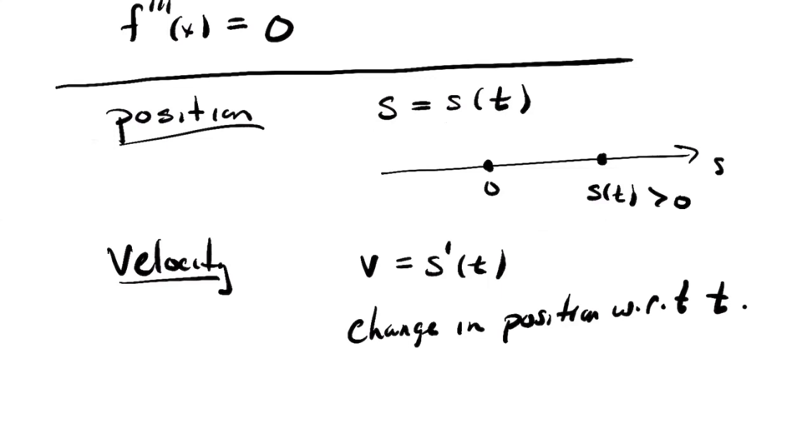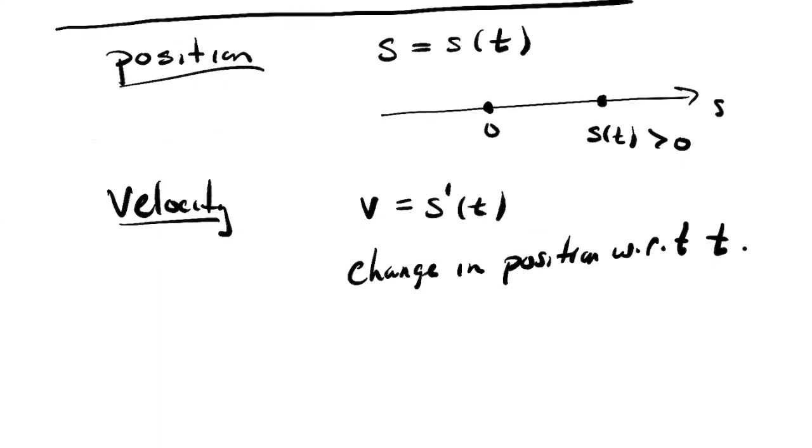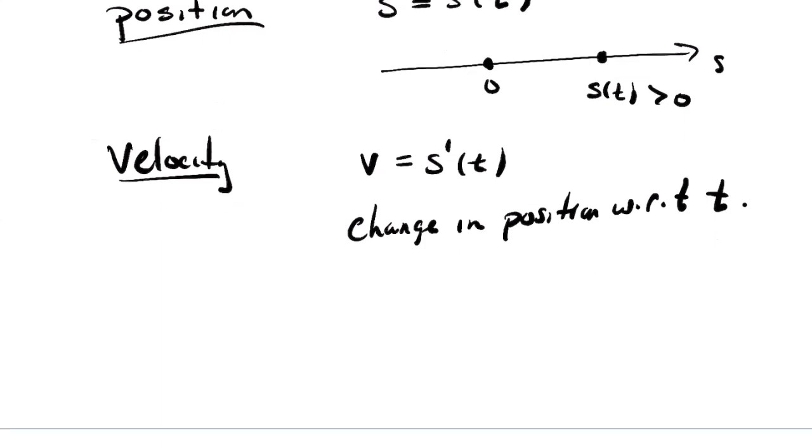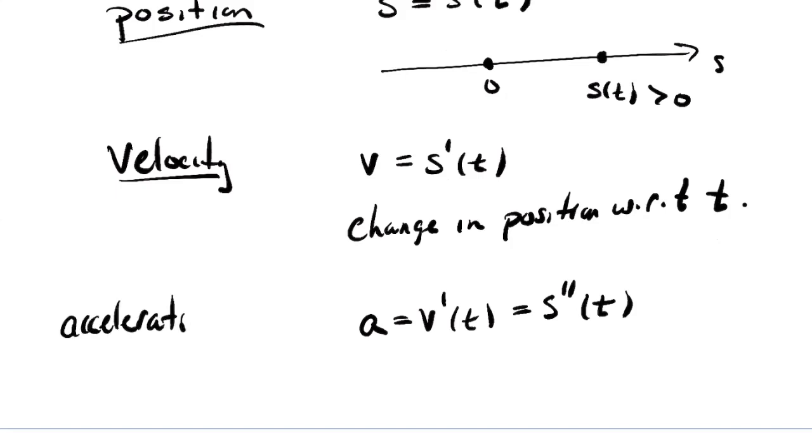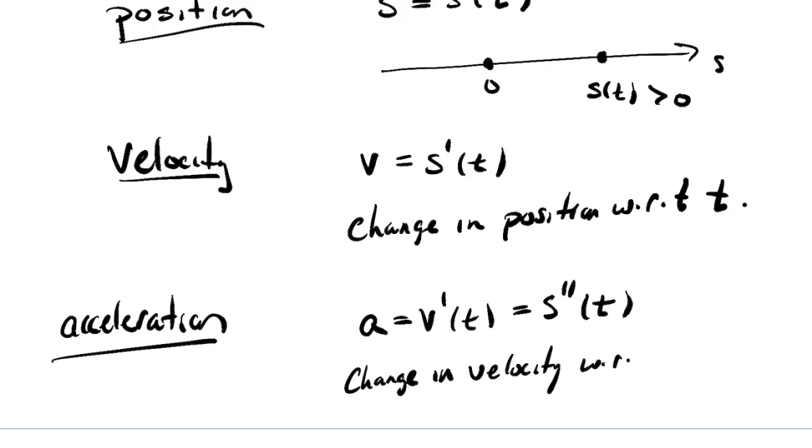We've spoken about it. So what about the change in velocity with respect to time? It's a physics concept called acceleration. The acceleration of an object is the change in its velocity with respect to time. So I'm going to call it A, and it's v prime of t, or if you like, we can call it s prime prime of t. It's the second derivative of position, acceleration. Acceleration is the change in velocity with respect to time.